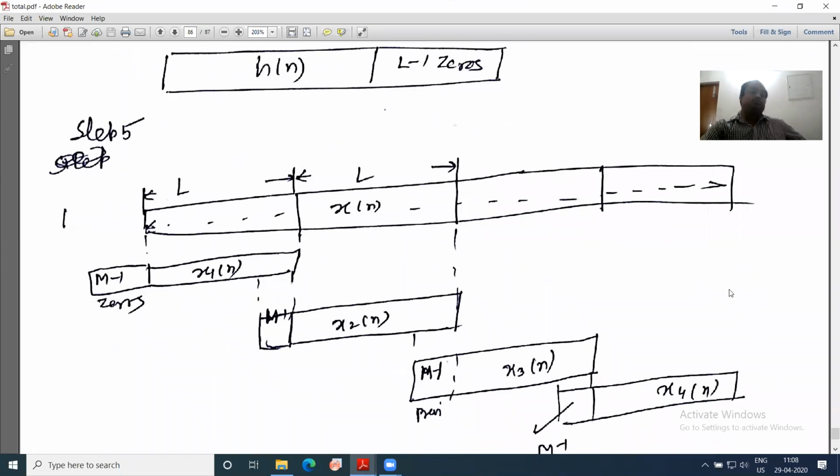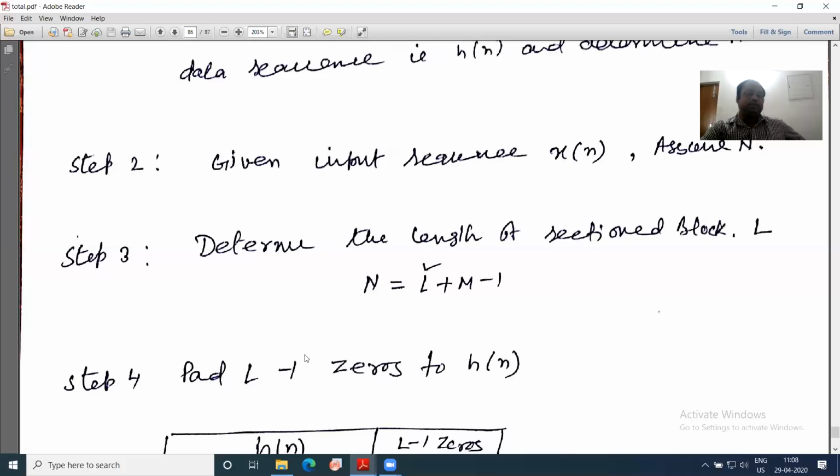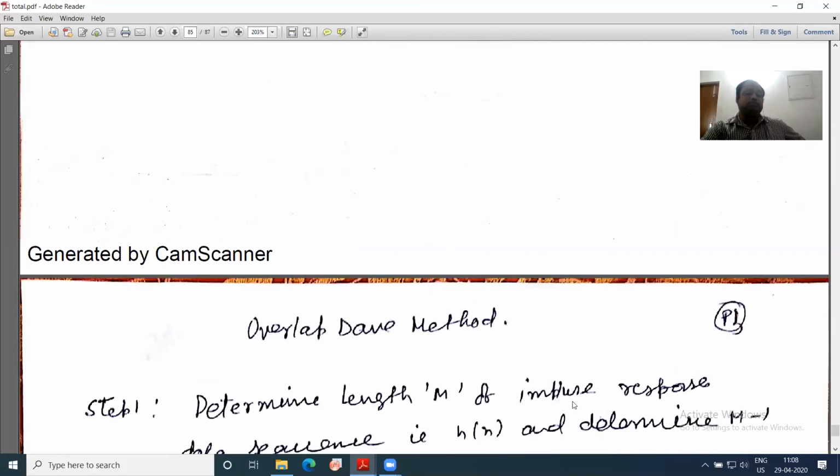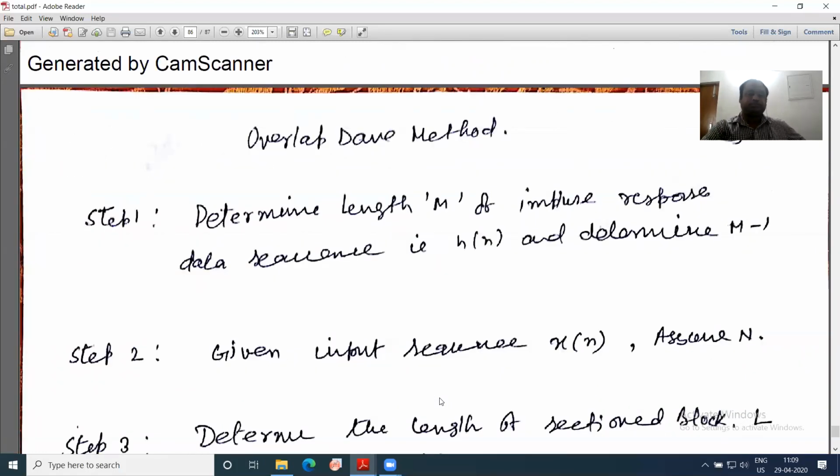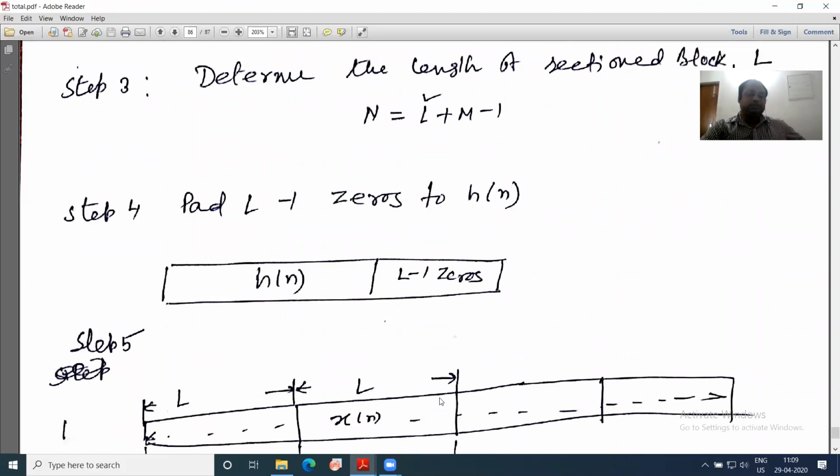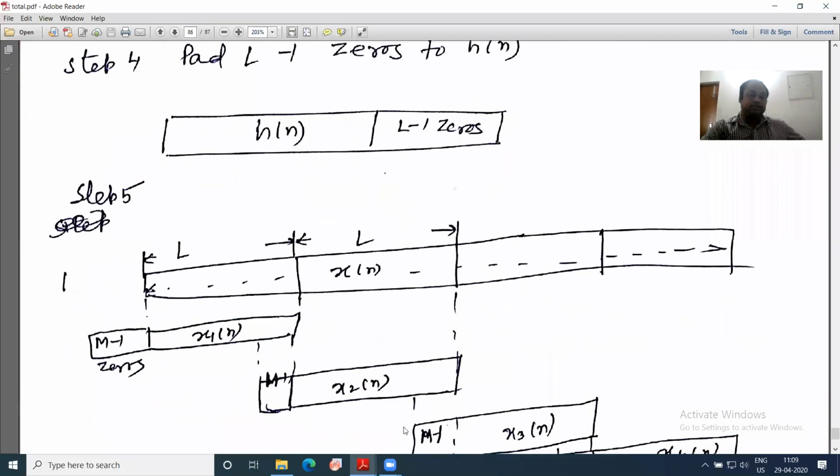Now what you have to do, then you have to add m minus 1 number of zeros before that. Now what is m? M will be the length of hn. Now what I am saying is that if this is x1 of n, we are padding m minus 1 zeros.